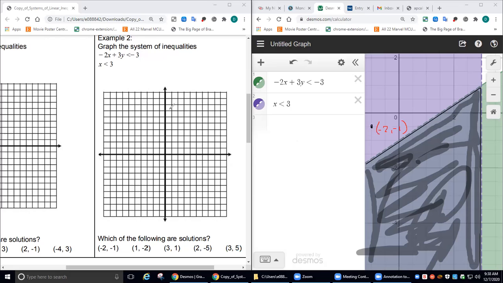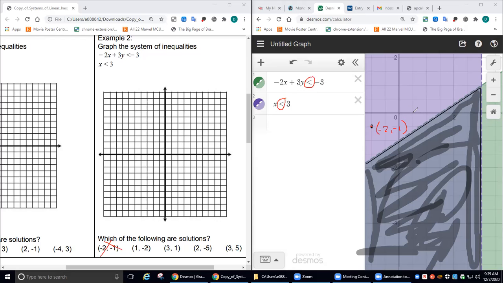Aaron, Damien, everybody else, Brianna, I hope you guys see this. This is not a solution easily because it's way outside the lines. It's not even on the line. It's not even in here. So you can easily see this is not a solution. Now, again, like I said, these are two dashed lines right here because of the inequalities. So a little side note again, a little review. Not a solution.